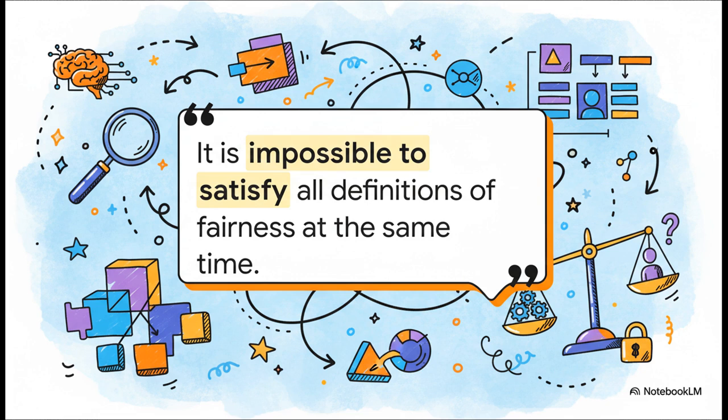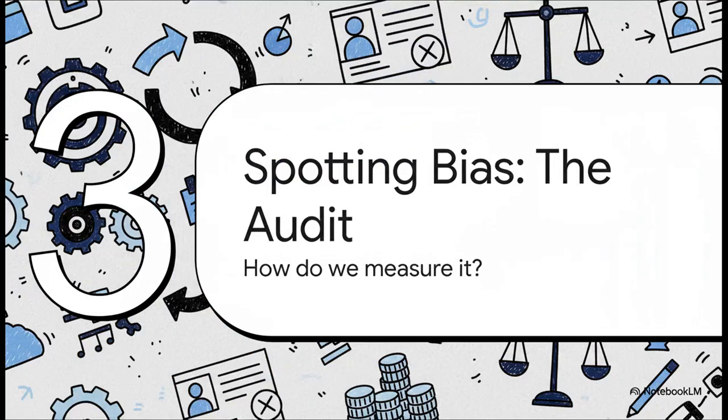You are forced to choose what kind of fairness you value most. There's just no way around it. So, if we know that perfect, all-encompassing fairness is off the table, how do we even begin to measure how unfair a system is? Well, that's where we get practical and talk about the audit.